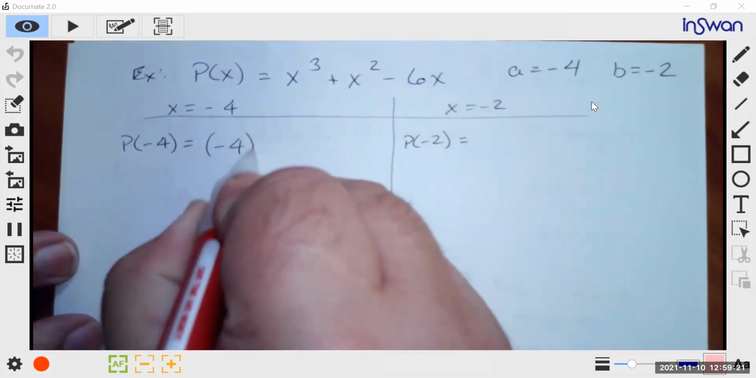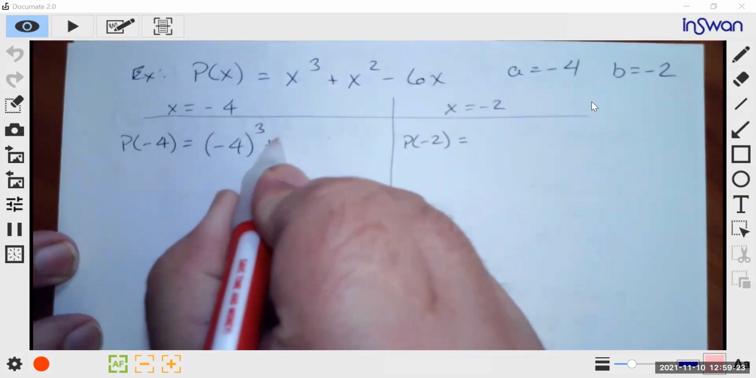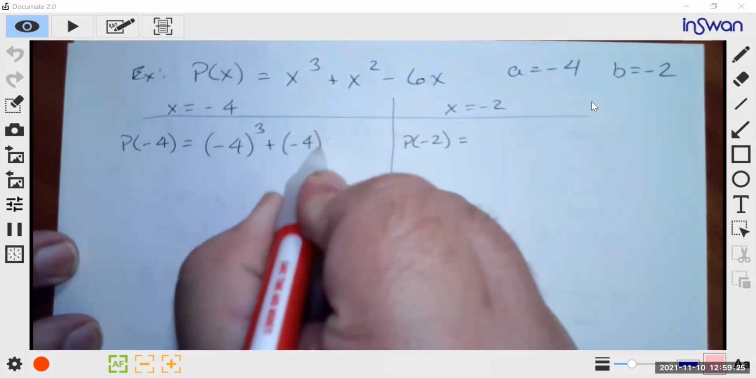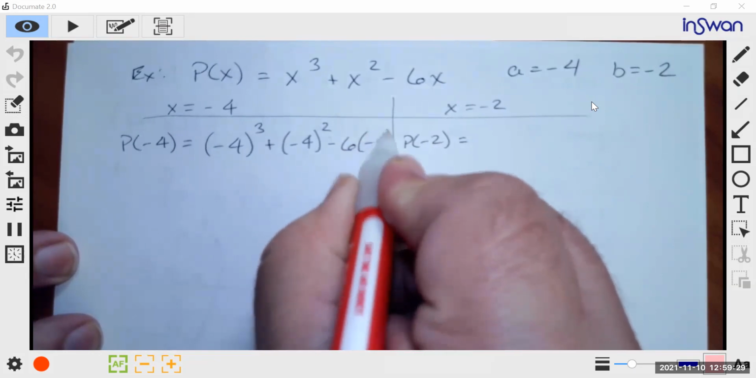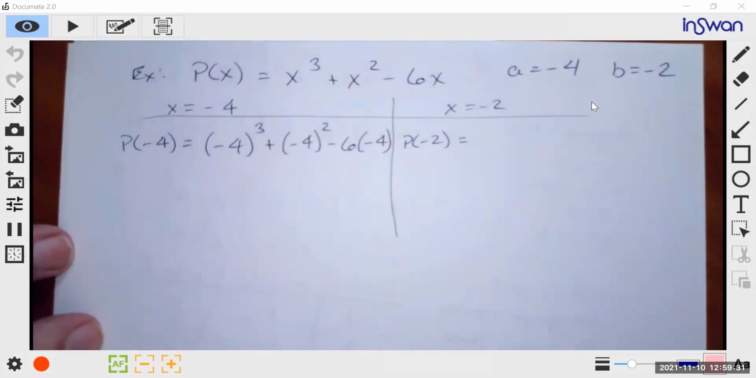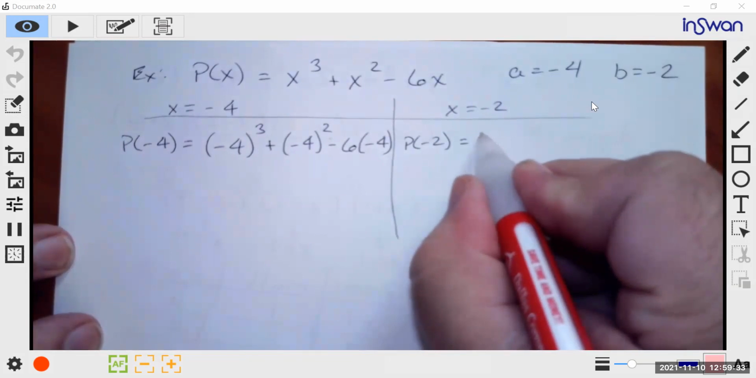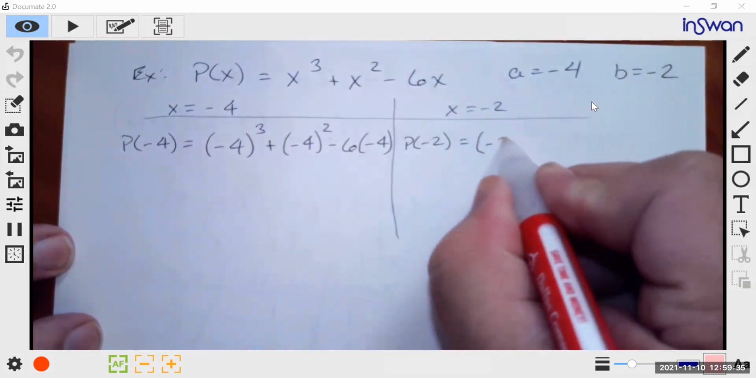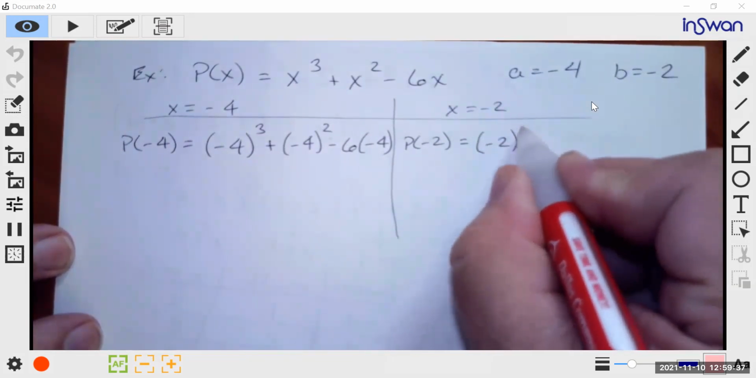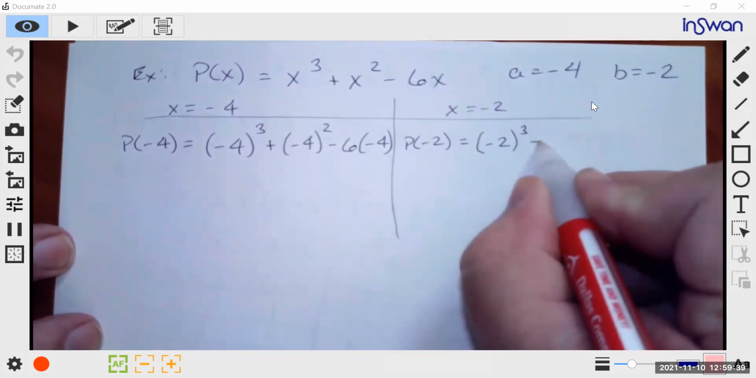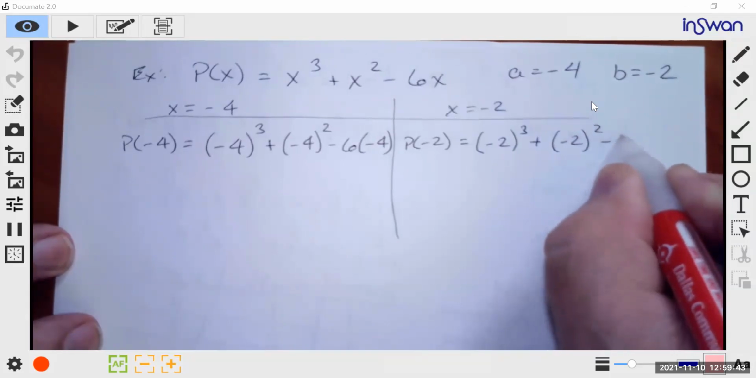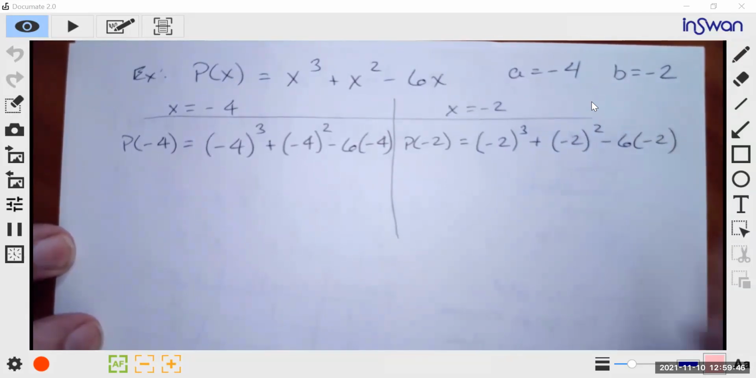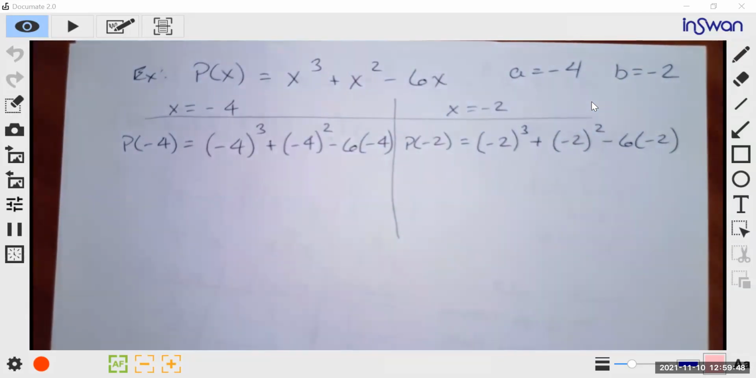We have -4 cubed plus -4 squared minus 6 times -4. And -2 cubed plus -2 squared minus 6 times -2. So work those out.